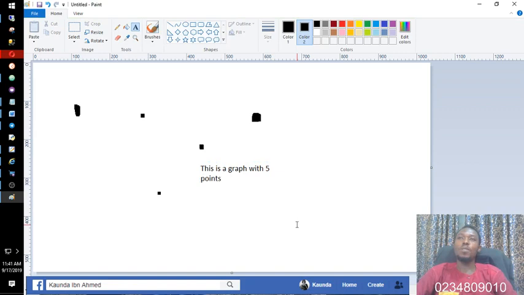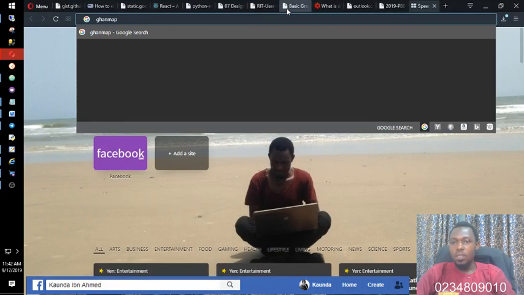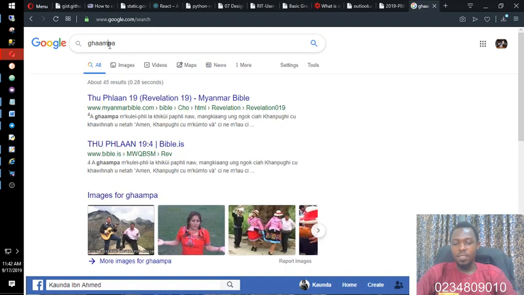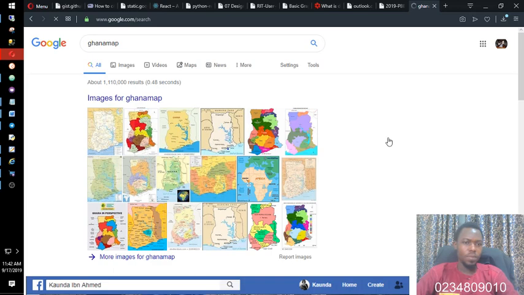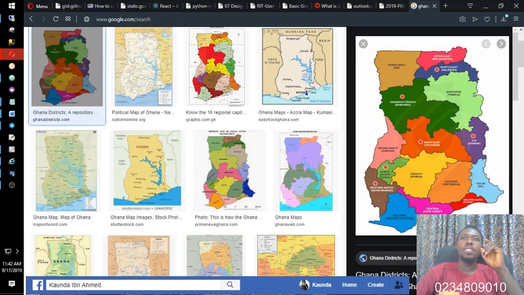What are the points? Let's see a typical example here: Ghana map. In practical terms, the points can be anything, like objects. Let me take the Ghana map as a graph. It's a graph actually. If you take the Ghana map as a graph, each region is a point. So whatever objects you are dealing with, those objects become your points.